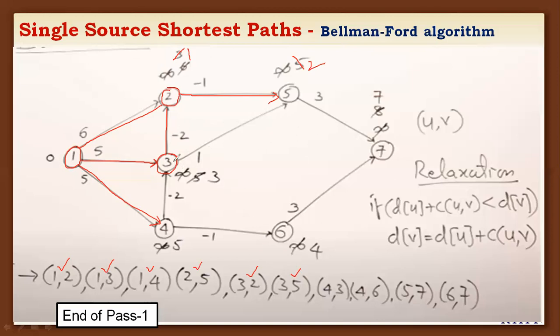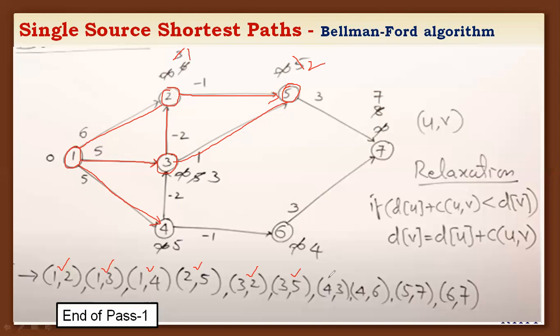If we consider 3 to 5 here, again you can apply the same relaxation formula. The cost is 3 to 5. If you observe, the cost is 3 plus 1, that is 4. But 4 is greater than 2. Always we need to consider the minimum value. That's why consider 2 only.